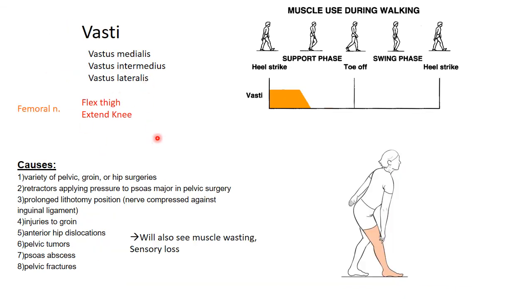Vasti muscle group, innervated by femoral nerve. The vastus medialis, vastus intermedius, and vastus lateralis are going to flex the thigh and extend the knee. So if we cannot extend the knee, then we're going to have a problem when we have a heel strike and all of our weight is being put onto that limb. If we cannot extend the knee, basically the knee is going to buckle into flexion.